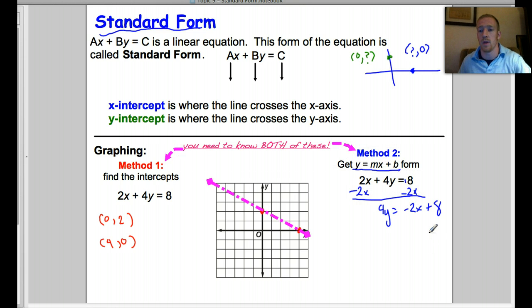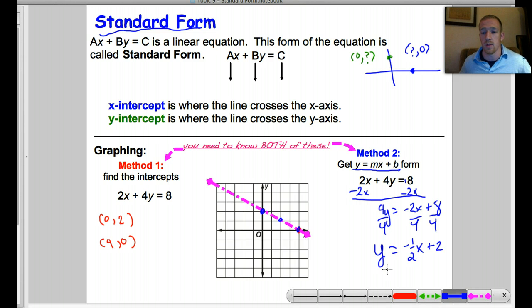Now I divide by 4 everywhere. So if I divide the left by 4, I have to divide everything on the right by 4. So that gives me y equals negative 2 over 4, which is the same as negative 1/2 x, and 8 over 4 is 2, so plus 2. So my y-intercept is 2, and my slope is negative 1/2. So down 1 over 2. You guys know how to do that. And it gives us the exact same line.